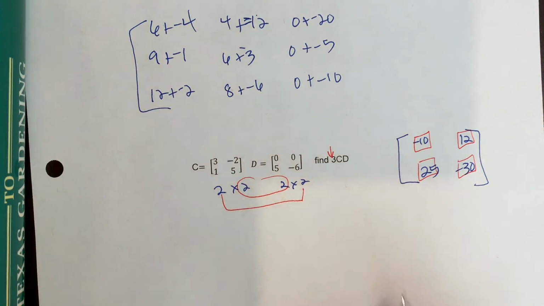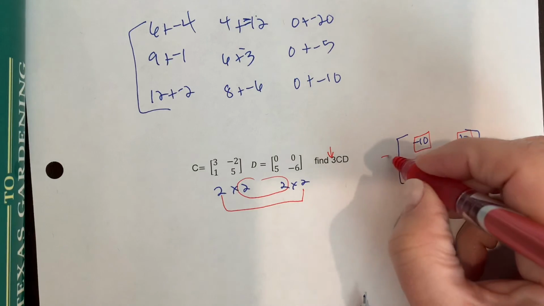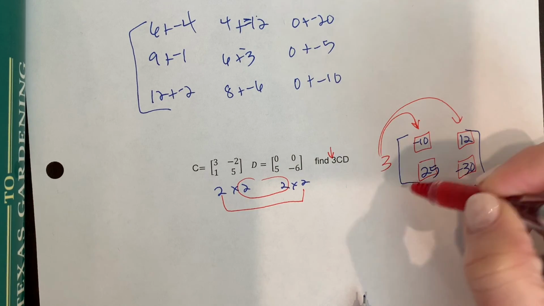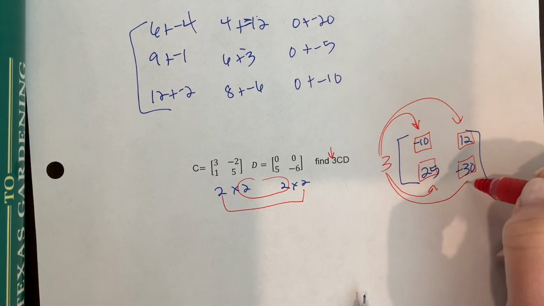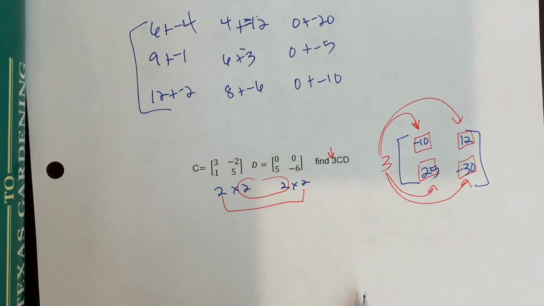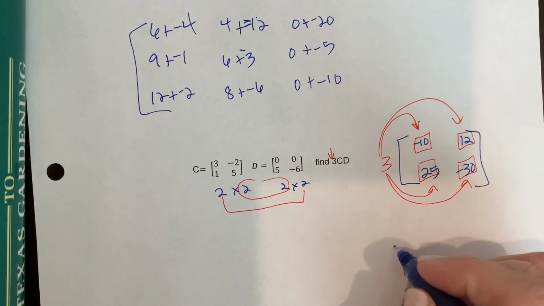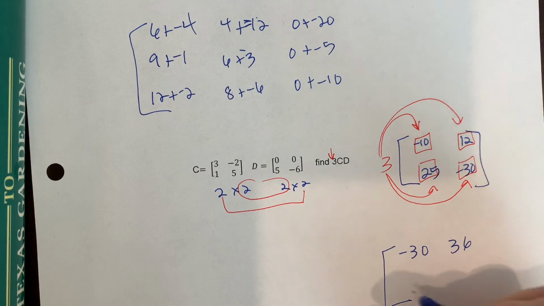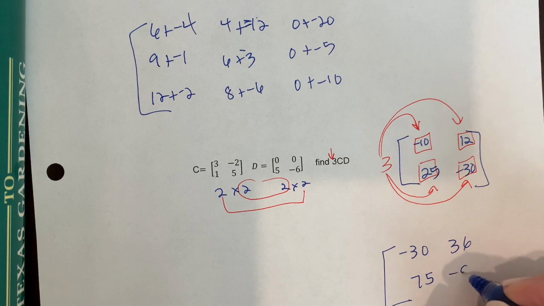All this 3 means is you're going to take this entire matrix and multiply it by the scalar, and it's all tripled. So the final answer would be negative 30, 36, 75, and negative 90.